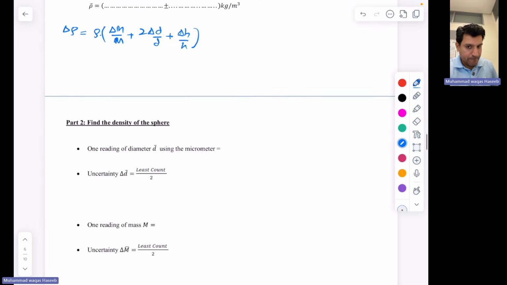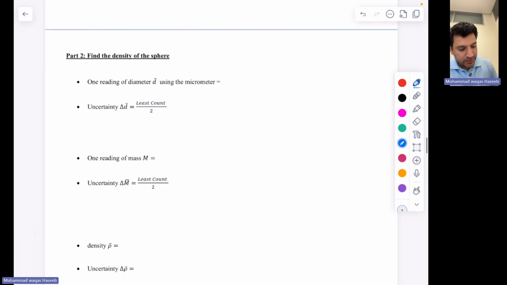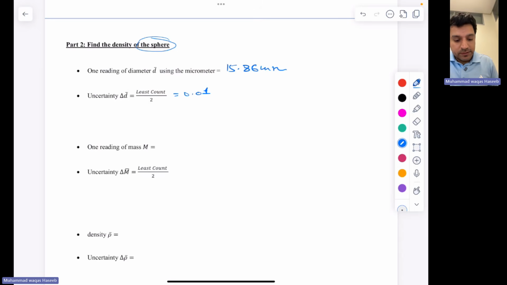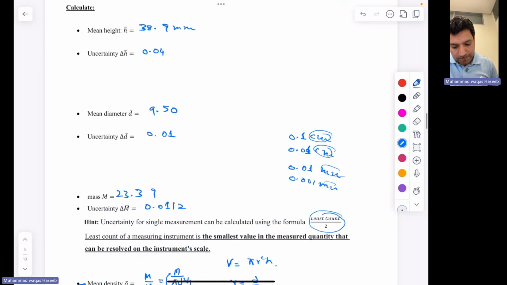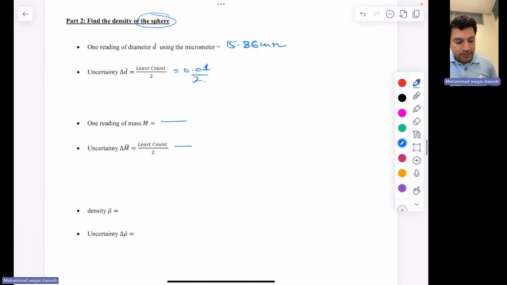Now we can calculate, for example, the reading for the density of the sphere. Let's suppose what I have here is 5.86 millimeter, and we can find the least count by dividing by 2, so 0.01 divided by 2, or 0.001, I think. So you can calculate the mass and the least count as well.